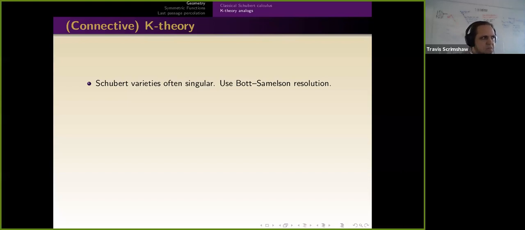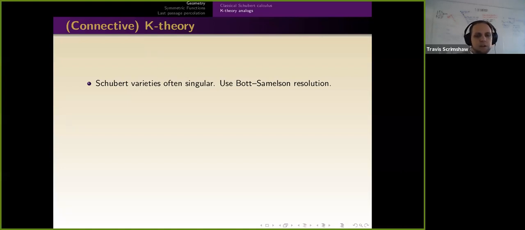So that's fine. It's good that we know the structure, but we want something a little bit richer than it because we lose a lot of information going to cohomology. So to get a little bit more information, we look at the K-theory ring of the Grassmannian, or the flag variety.